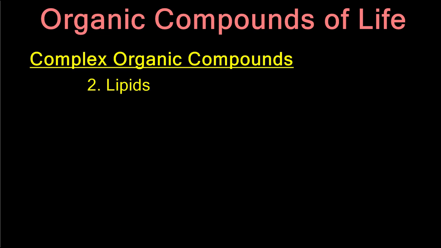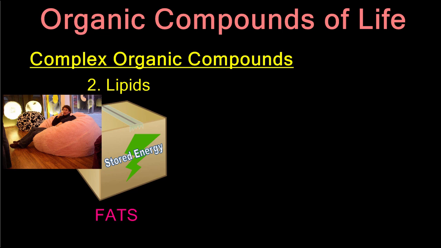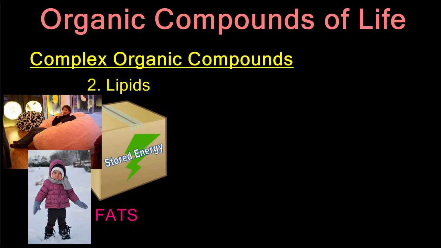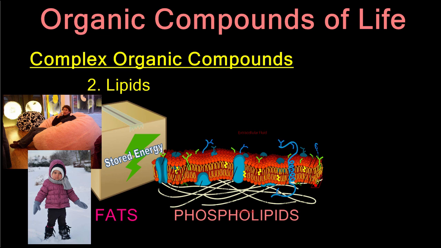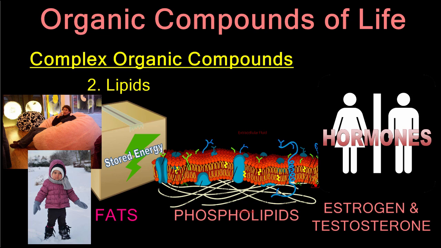There are a wide variety of lipids that have various functions around the body. For example, fats are lipids that allow for long-term storage of energy, cushion for your body, and insulation to keep you warm. Phospholipids are a major component of the cell membrane. Estrogen and testosterone are lipids that act as hormones.